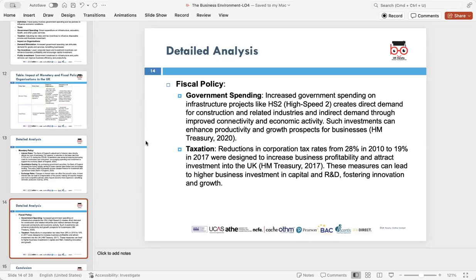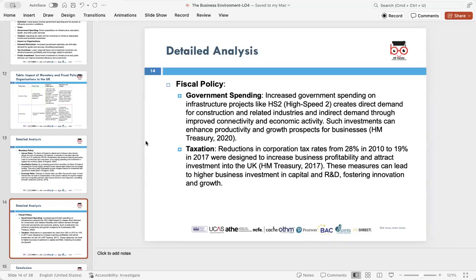Next is taxation. Tax policies play an important role in shaping business investment and economic growth. A reduction in corporate tax rates, such as the decrease from 28% in 2010 to 19% in 2017, is designed to increase business profitability and attract investment into the UK. So lower corporate tax provides businesses with more disposable income, which can be reinvested into capital projects and research and development. These investments foster innovation, enhance productivity, and contribute to economic growth.